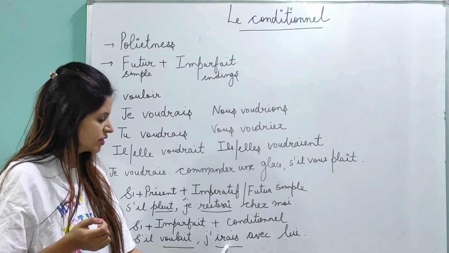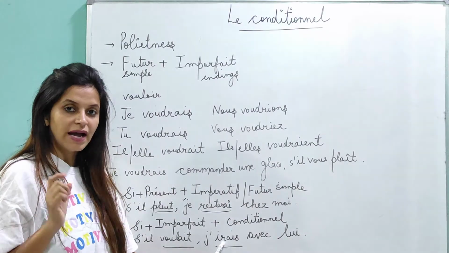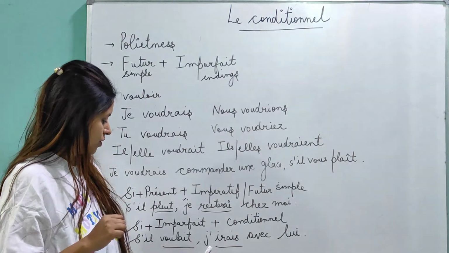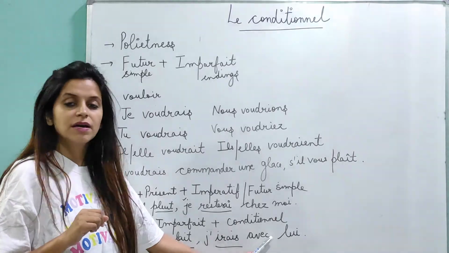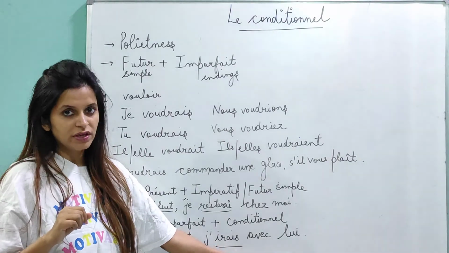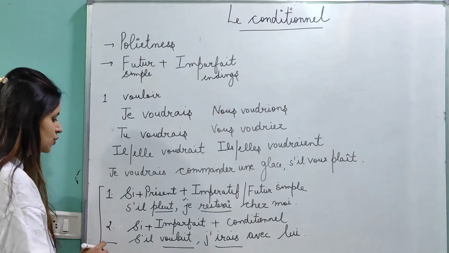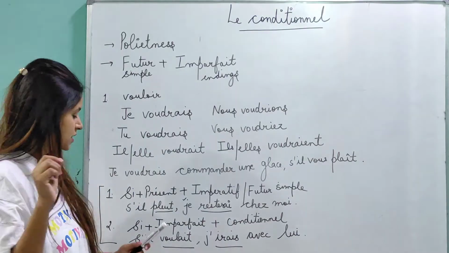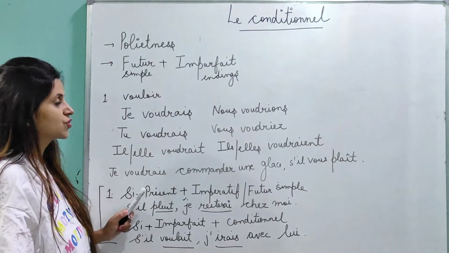Conditionnel, which verb conditionnel I have written here? Can you see the futur simple? IR is the futur simple of which verb? Aller. Très bien. Okay, so aller conditionnel and avec lui. Clear? So these are the two hypothetical situations also that you need to do. Si plus présent plus impératif ou futur simple. Si plus imparfait plus conditionnel. So this is all about conditionnel.